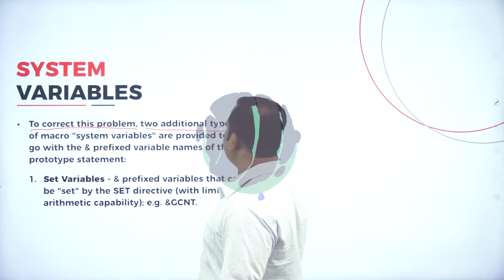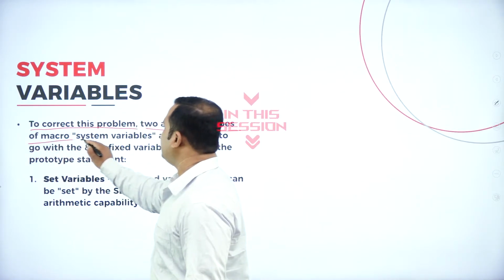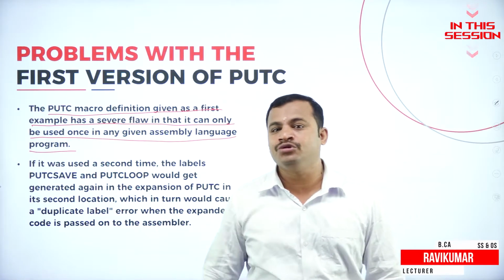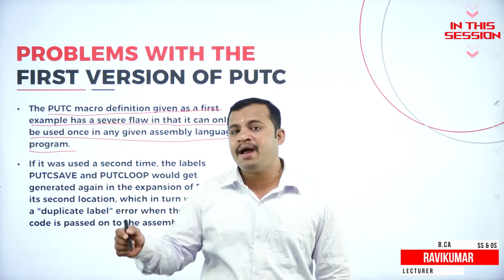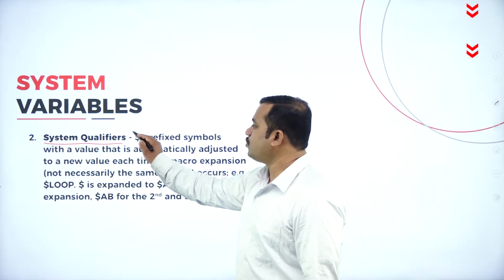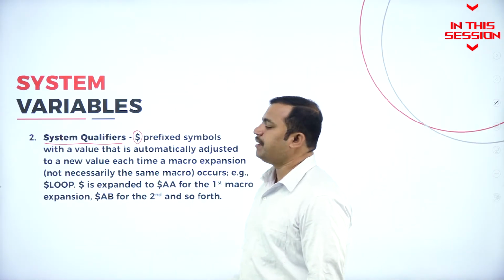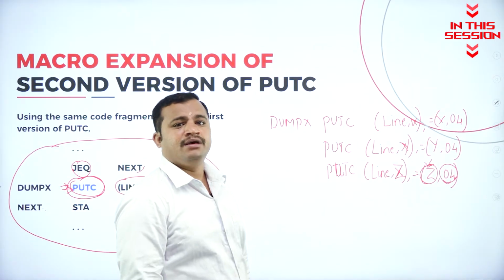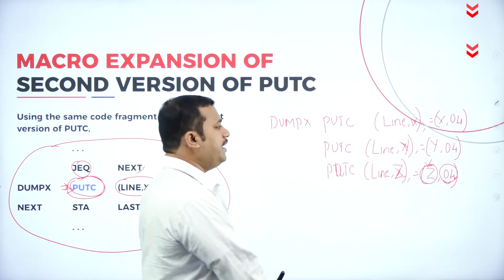Two additional types of macro system variables were introduced. The duplicate labels are going to be generated in the expanded source code. These qualifiers are prefixed by the dollar symbol. I have to set some variable. I have to set some value to it.